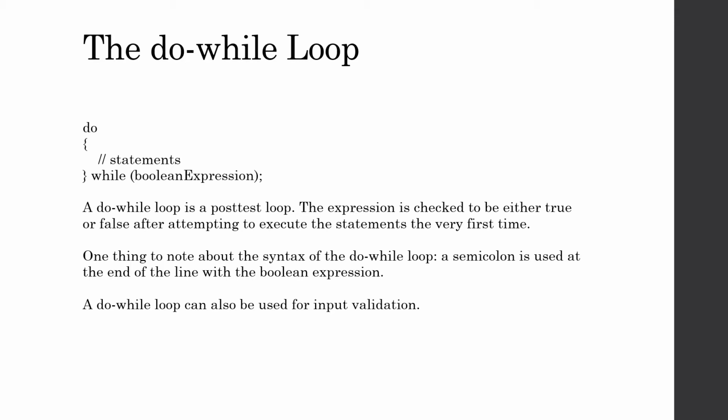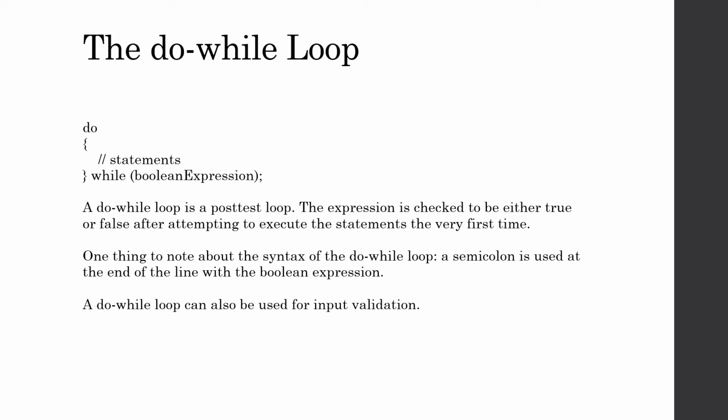The reason that we put it in this particular order is because, unlike our while loop, our do while loop is what is known as a post-test loop. What this means is that the expression is going to be checked to be either true or false after we have attempted to execute the statements the very first time. So the order is we execute some statements, then we check to see if our condition is true or false. If it's true, then we repeat this process, and from that point on, it behaves like a while loop. Just keep in mind that the logic is somewhat inverted.